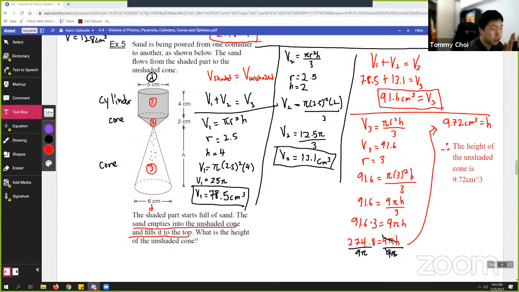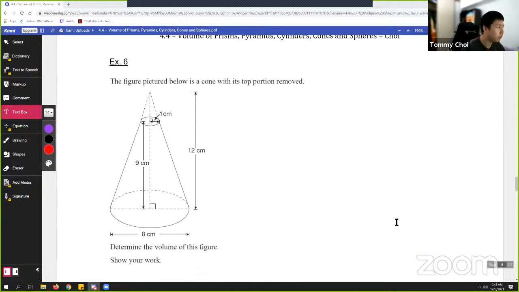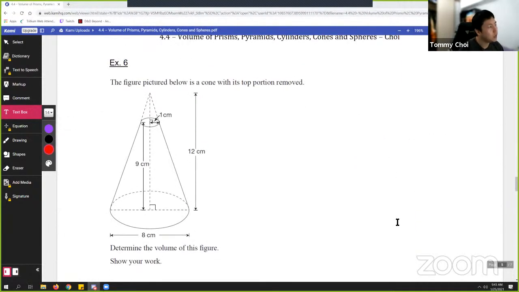Okay, looks like there's no questions. We're going into our last example for today. Example 6. A figure is pictured below which is a cone with its top portion removed. Determine the volume of this figure and show your work.